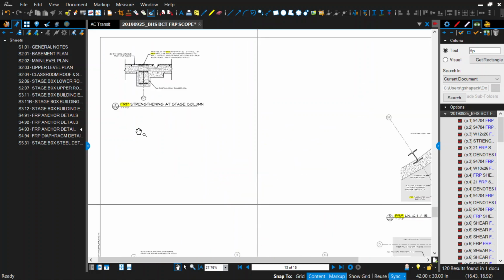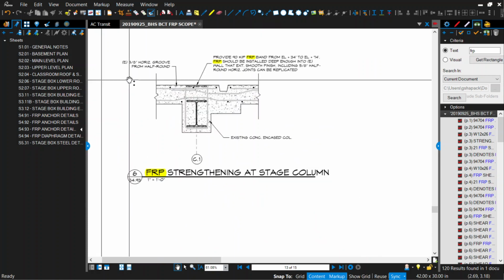Was there something else you want to look at on the plans while we have them up? No? No.